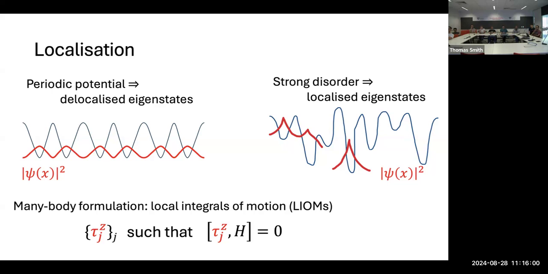I'm going to write these things as tau operators with superscript z, so tau z. These things commute with the Hamiltonian, and they're the analogous objects of these localized projectors onto these single particle states. But now they're many body operators in this interacting system. But do you assume a certain kind of interactions?